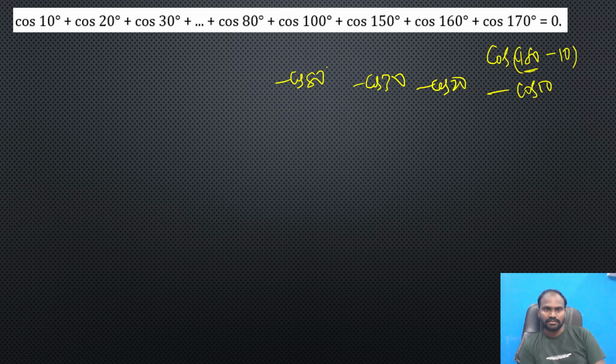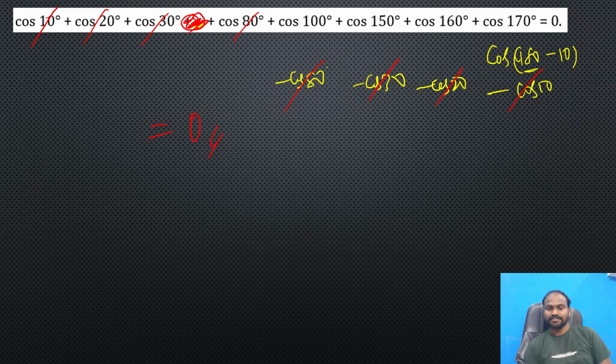So these are the values they gave. So minus cos 80 plus cos 80, minus cos 30 plus cos 30, minus cos 20 plus cos 20, minus cos 10 plus cos 10, right? So all those values cancel. So what is the answer now? 0.